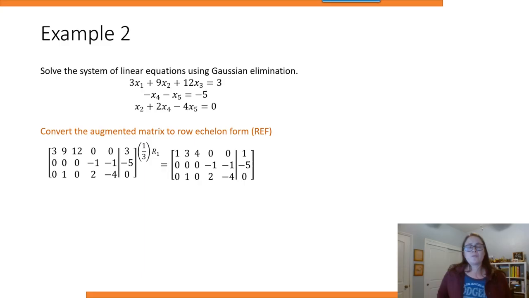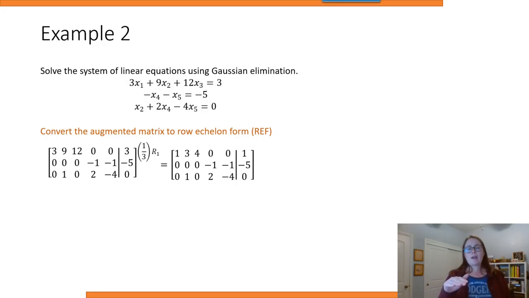So that becomes 1, 3, 4, 0, 0, 1 in that first row. So notice that my numbers to the right of the bar changed as well. Okay, so I've accomplished the first thing: I've got a 1 in row 1, column 1. The next thing I want is to start working towards that staircase effect, okay?